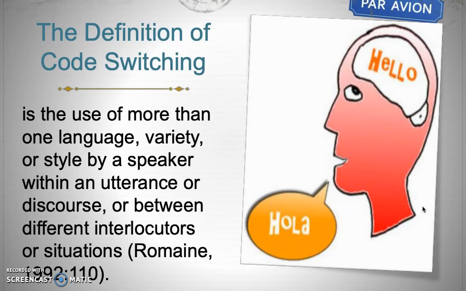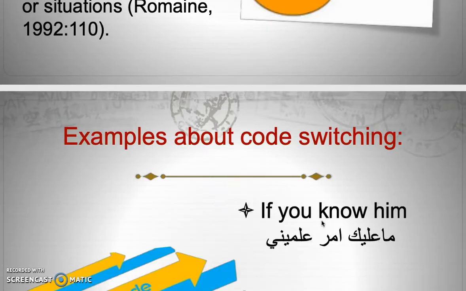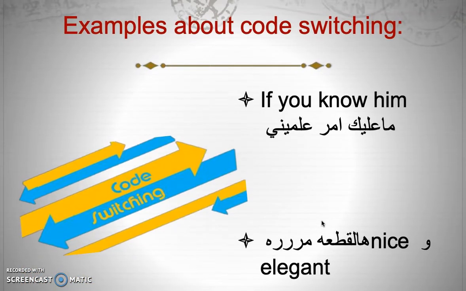The definition is: code switching is the use of more than one language, a variety, or style by a speaker within an utterance or discourse, or between different interlocutors or situations. So as you can see in the picture, in your mind you think in your own language, like hello, but through your tongue you speak in another language. As an example, you can see examples of code switching between Arabic and English.